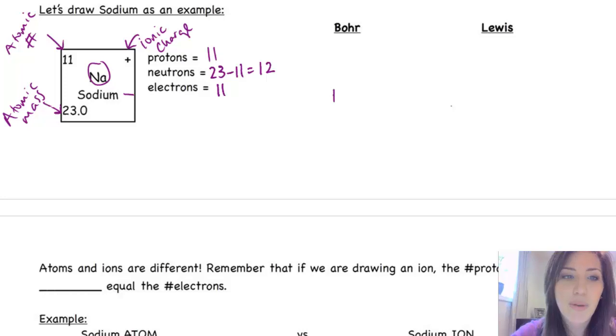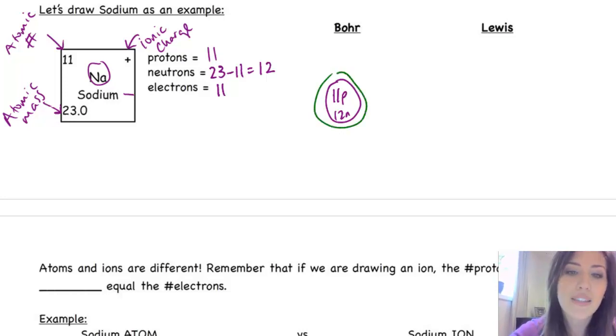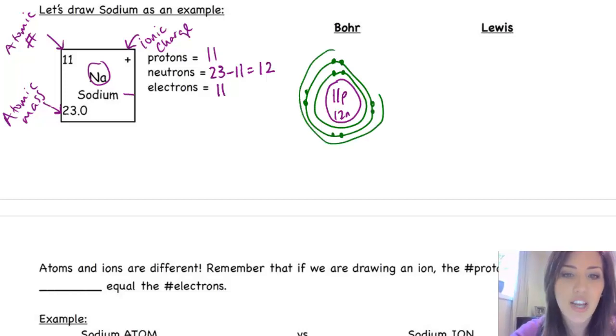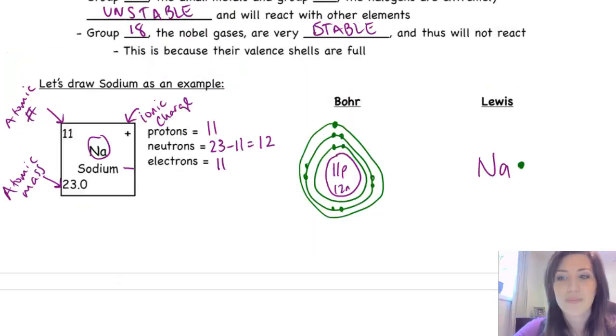So for a Bohr diagram, we would draw 11 protons, 12 neutrons, and then we would go around in each of the shells and say, okay, 2 in the first shell, we're going to do 11 altogether, 3, 4, 5, 6, 7, 8, 9, 10, oh, that's 8, next shell, and 11. So that's a lot of drawing. So instead of doing all that for the Lewis diagram, you only need to count the electron in the outside shell. So we draw the symbol, and then the one electron, you can put it anywhere you want on the north, east, south, or west side of the sodium.